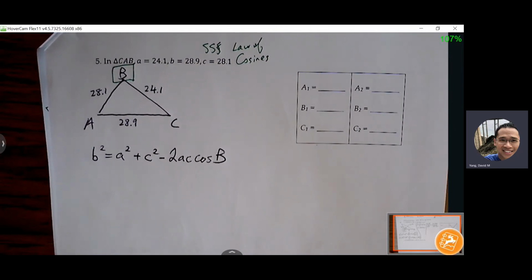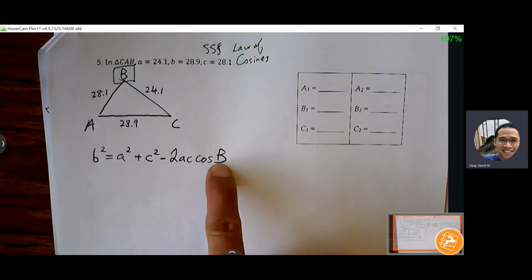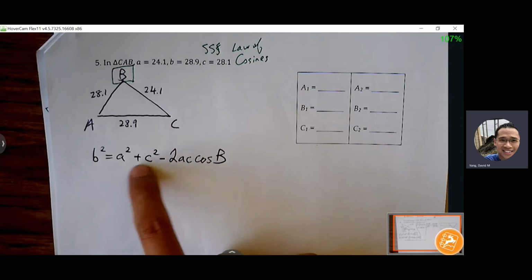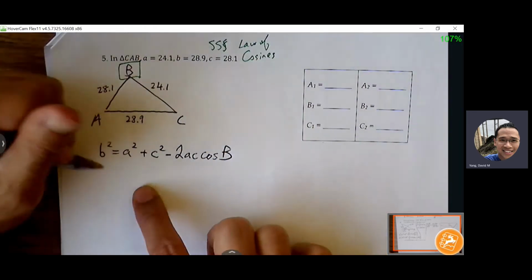We're going to enter everything in. And I want to show you that because we're finding angle B, it's not going to be as quick and easy as side angle side. Okay.